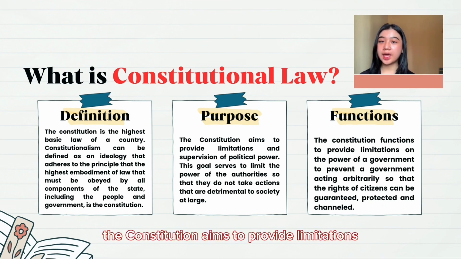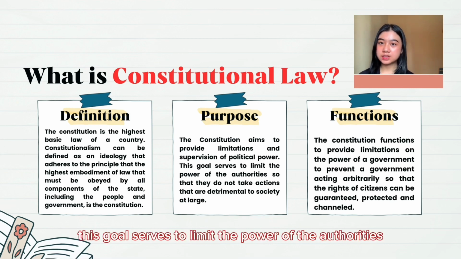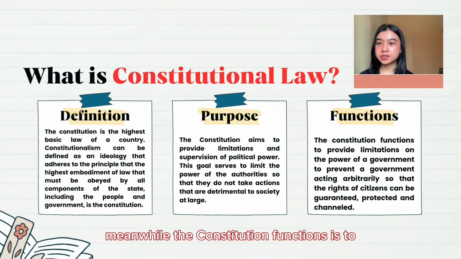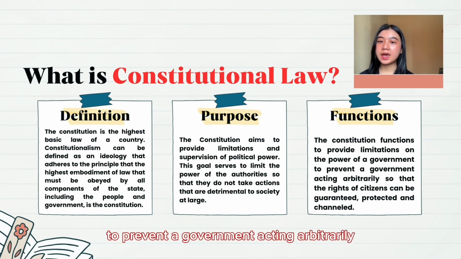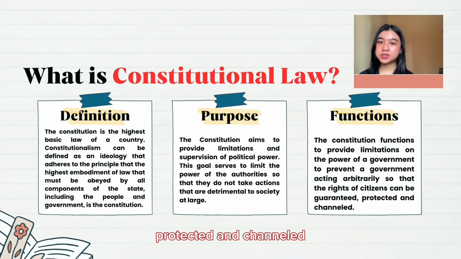The Constitution aims to provide limitations and supervision of political power. This goal serves to limit the power of the authorities so that they do not take actions that are detrimental to society at large. Meanwhile, the Constitution functions to provide limitations on the power of the government, to prevent a government from acting arbitrarily so that the rights of the citizens can be guaranteed, protected, and channeled.